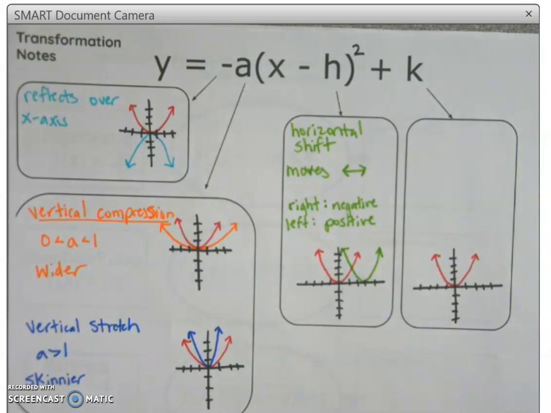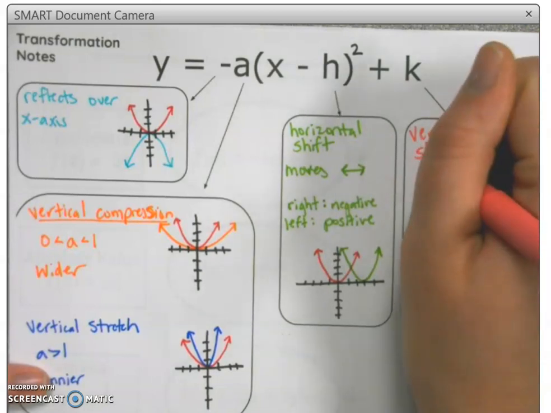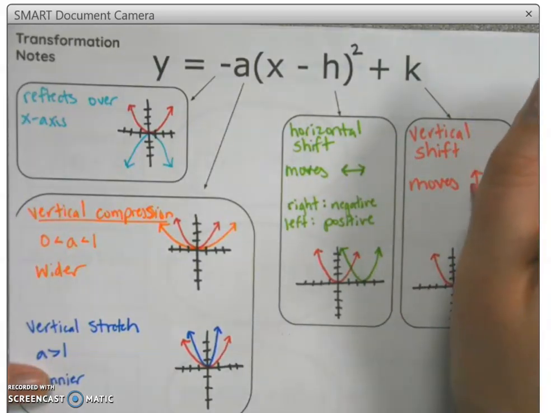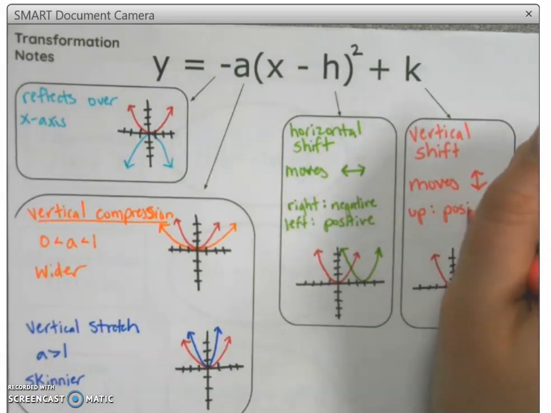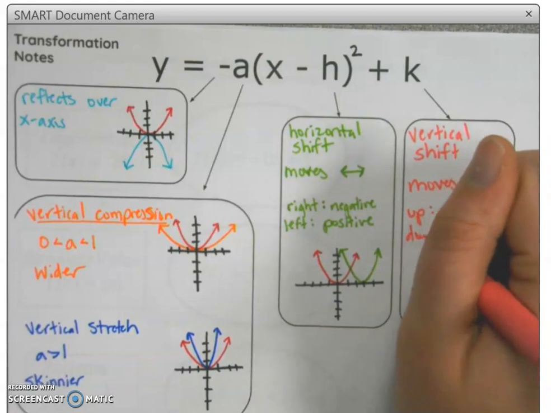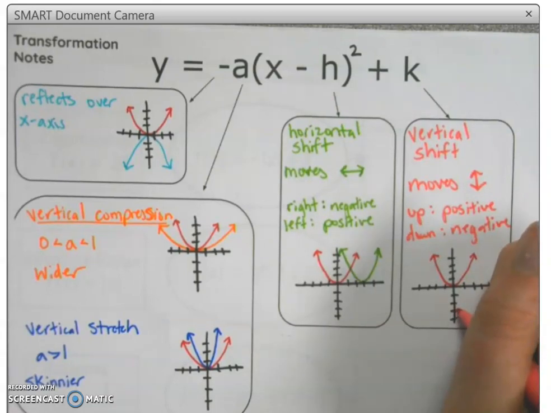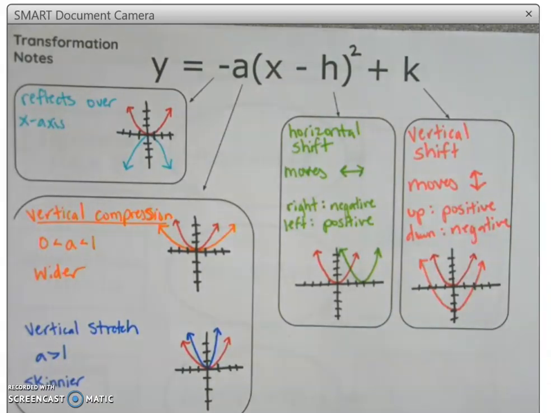And then the last one is a vertical shift. This is K. This moves the graph up and down. And up is positive, and down is negative. So if I take this graph and move it down, it actually looks like this. Okay? So these are all the transformations that can happen on a graph. Like I said, I only did the quadratic, but we can do these for any function. So we're going to go through a few examples real quick.